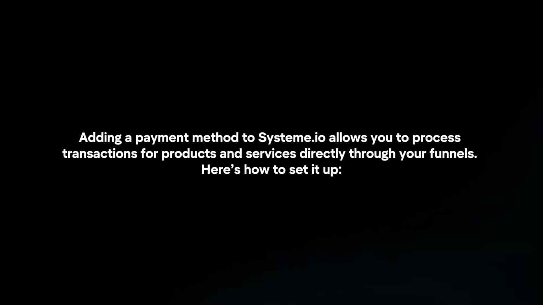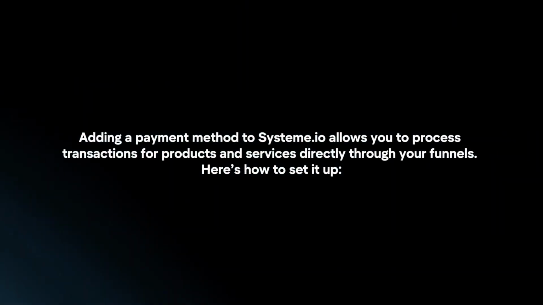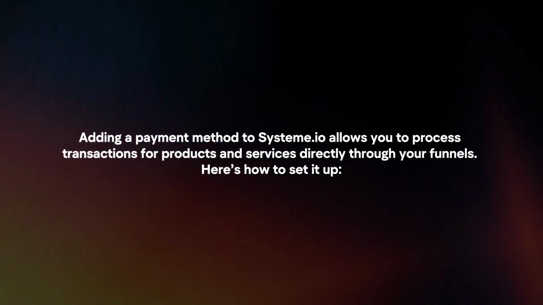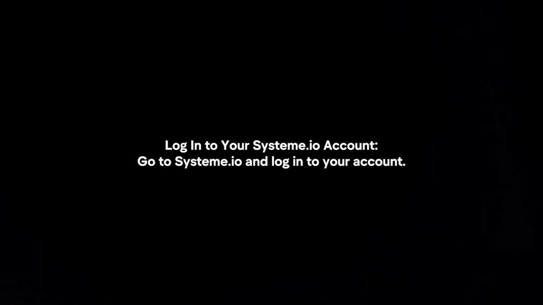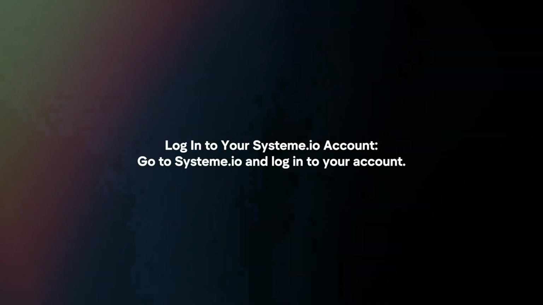Adding a payment method to System.io allows you to process transactions for products and services directly through your funnels. Here's how to set it up. Log into your System.io account. Go to System.io and log into your account.